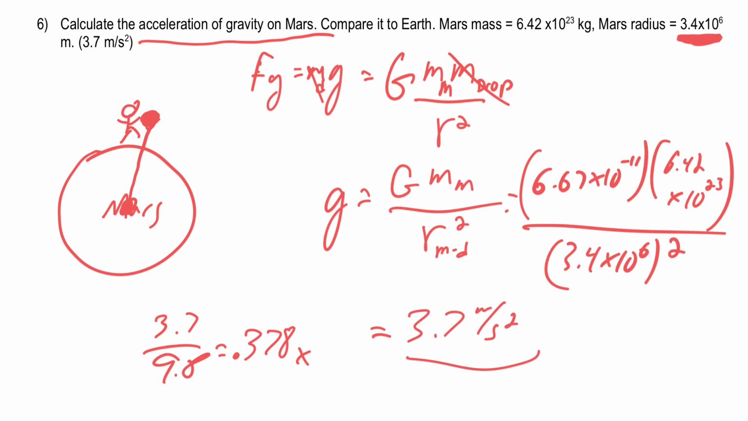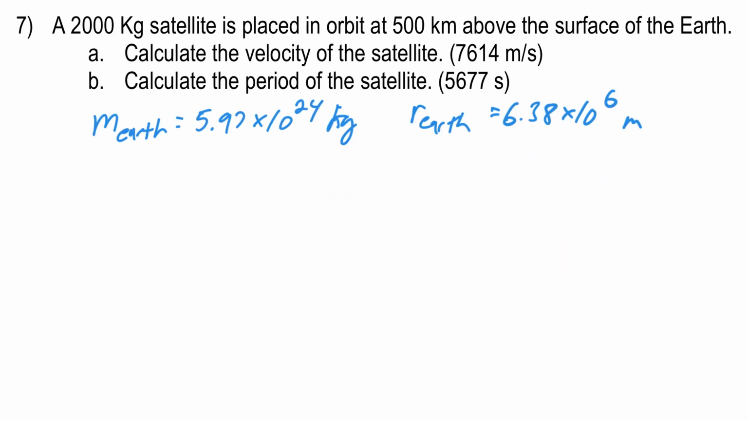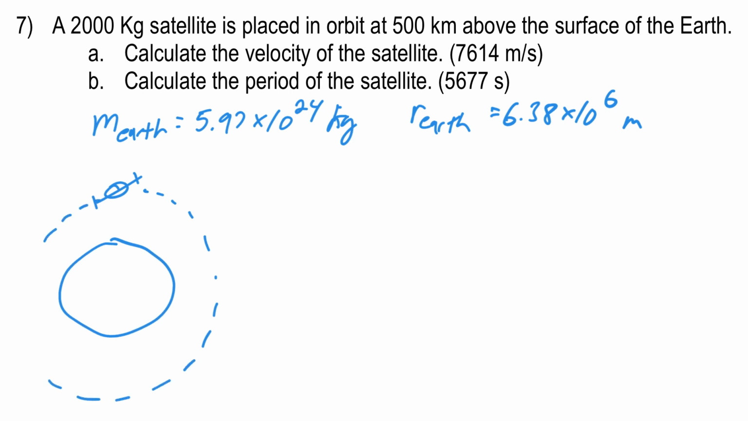All right, that was pretty easy. Let's move on to the next one. All right, so this question, an orbit question. And you do need to know the mass of the Earth, the radius of the Earth. My students should have that number written down, but if you're not one of my students, you'll definitely need to know that number. So I wrote those down for you.